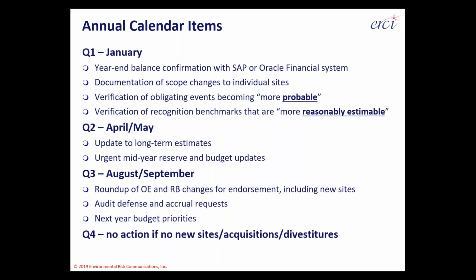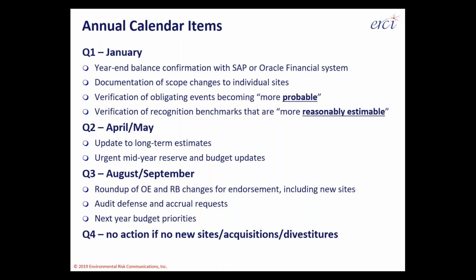In the second quarter, normally in April and May, there are updates to long-term estimates as the construction season kicks off here in North America. That's quite an ordinary step. And then if there are mid-year reserve and budget updates, those are normally performed again in the April-May timeframe. Toward the end of the summer, in August and September, there's usually a roundup of obligating events and recognition benchmarks, which I'll get to pretty shortly.